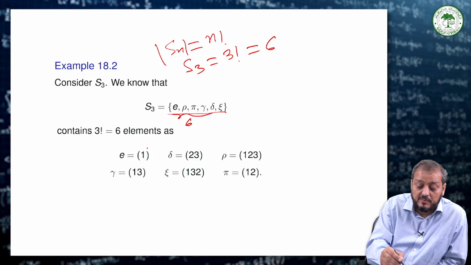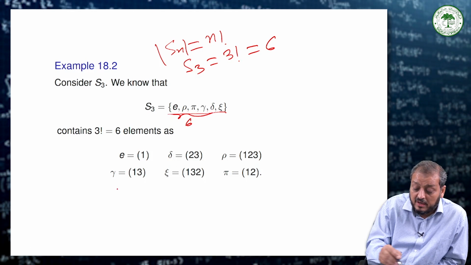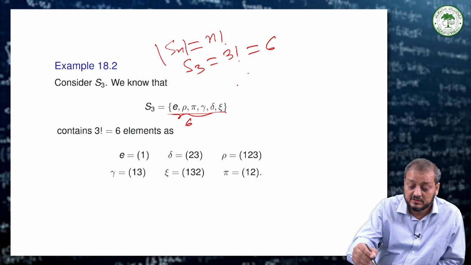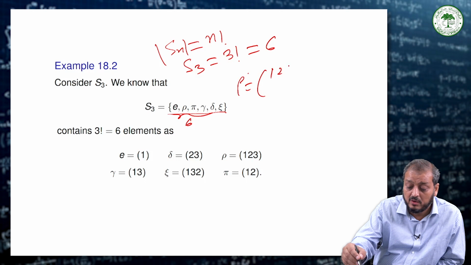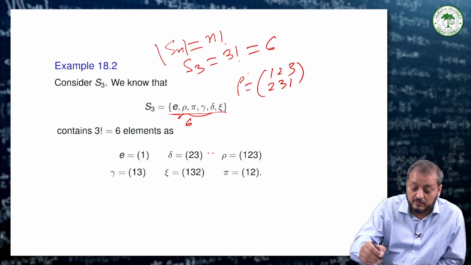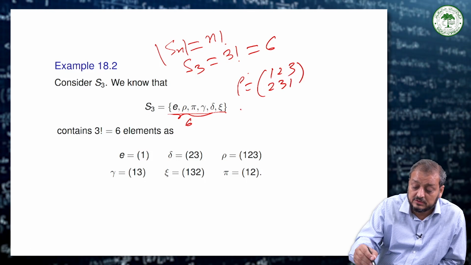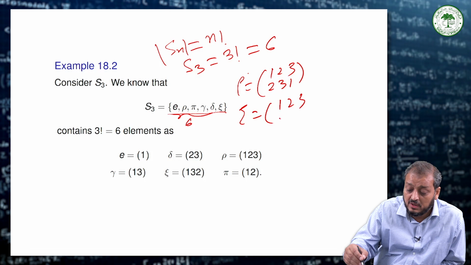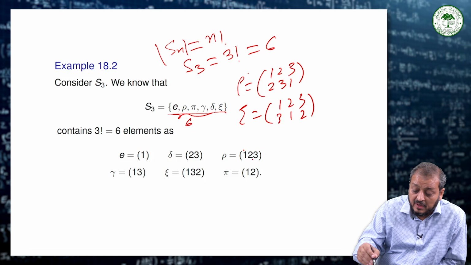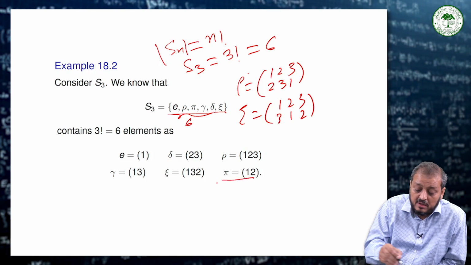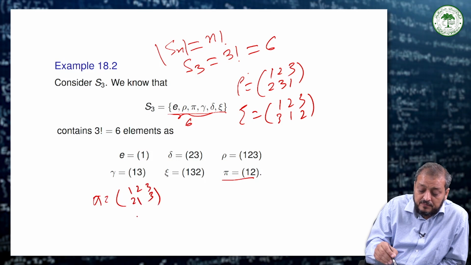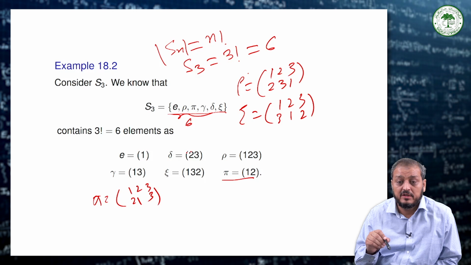Now the identity element is this, and then we have rho, which we simplify. We write rho as 1 2 3 over 2 3 1, and then we write zeta as 1 2 3 over 3 1 2, and then this element we write in the form of pi. So pi can be written as 1 2 3 over 1 3 2, and similarly all the others we write in this way.